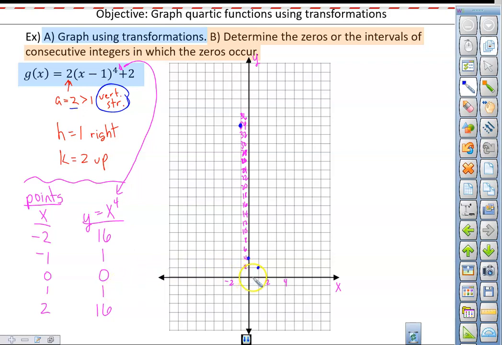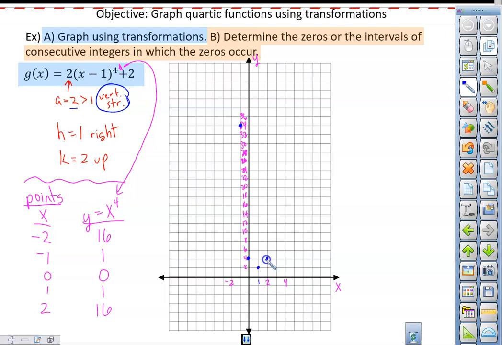Then we have the point 1, 1, which would be right here. 1, 1 is, whoops, actually no, it's right here, 1, 1. Be careful about that. X is 1 here, but Y is 1 there. Then it's going to stretch by a factor of 2, which would put it here. And then it moves right 1 unit here, up 2 units.